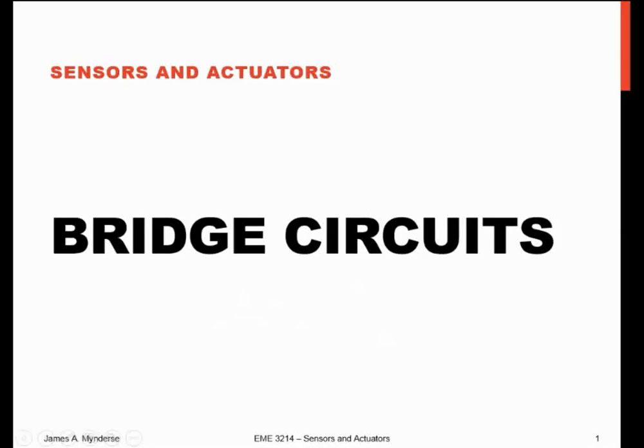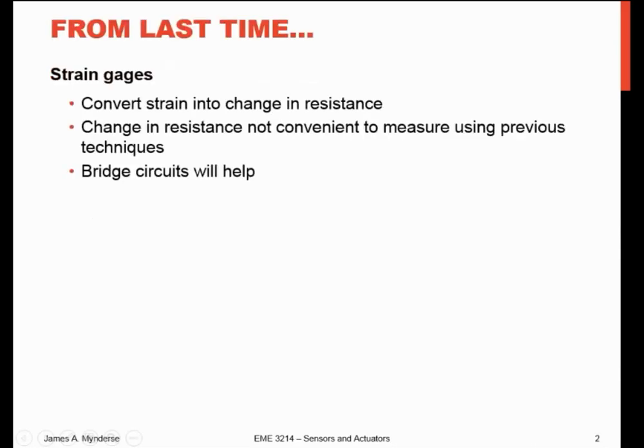Okay, so we're going to continue on from where we left off with strain gauges. And if you recall from last time, we had a problem trying to measure a small change in resistance. Bridge circuits are a common thing to use to measure small changes in impedance.